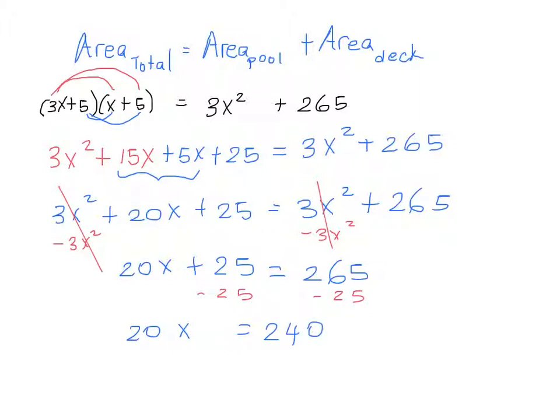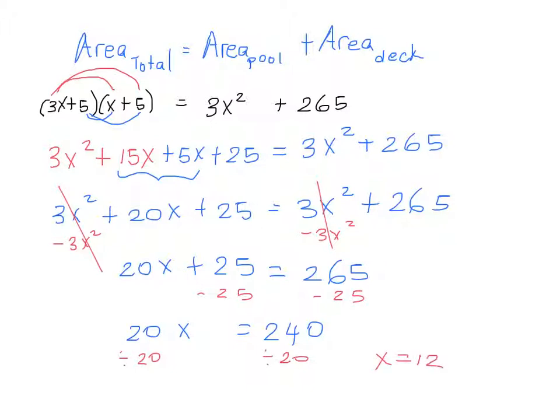240. So finally, we can divide both sides by 20, and we get here that x is equal to 240 over 20, which is 12. So x is equal to 12.